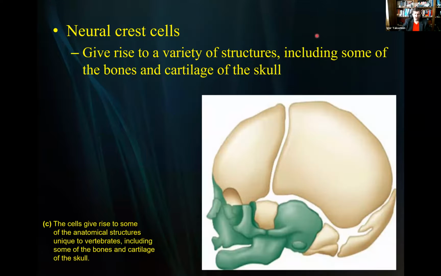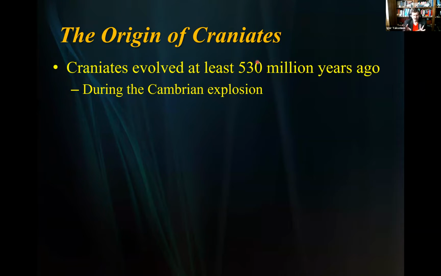So the neural crest cells, besides pushing the ectoderm inside, also give quite a few structures of the skull, and that's of course the baby skull. You can see those ones. So now craniates, with the skull and brain of course, evolved somewhere around 550, maybe a little bit 600 million years ago.